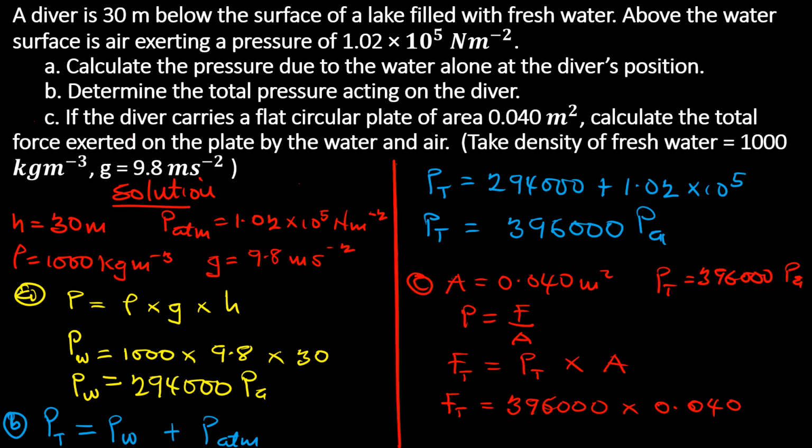Okay, let's use our calculator. So 396,000 times 0.04. This will give us 15,840. So total force equal to 15,840 Newton. So therefore, the total force exerted on the plate by the water and air is 15,840 Newton.